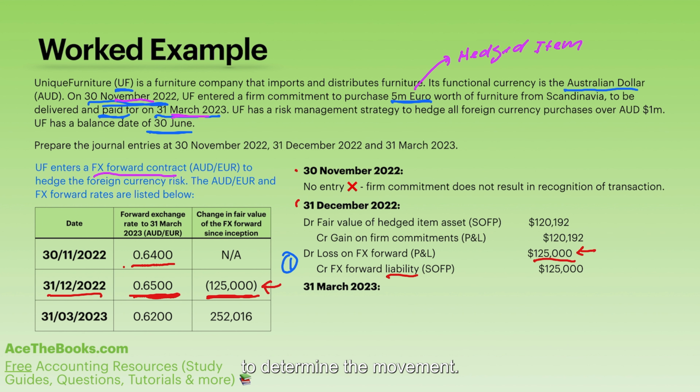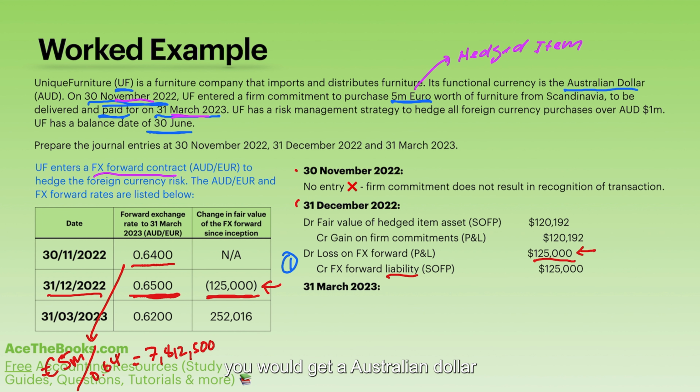to determine the movement. So if you were to divide the 5 mil euro by 0.64, you would get an Australian dollar value of $7,812,500. And if you were to do the same for the forward exchange rate as at the 31st of December, you would get an Australian dollar value of $7,692,308. So the difference between these two is equal to $120,192. And that, of course, is Australian dollars that we're looking at here.